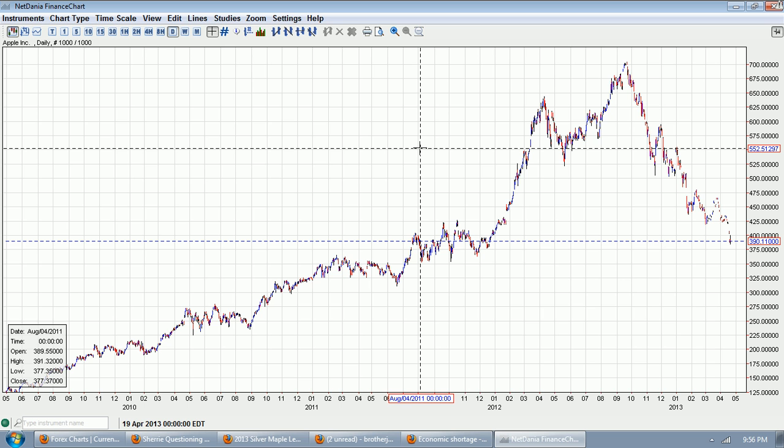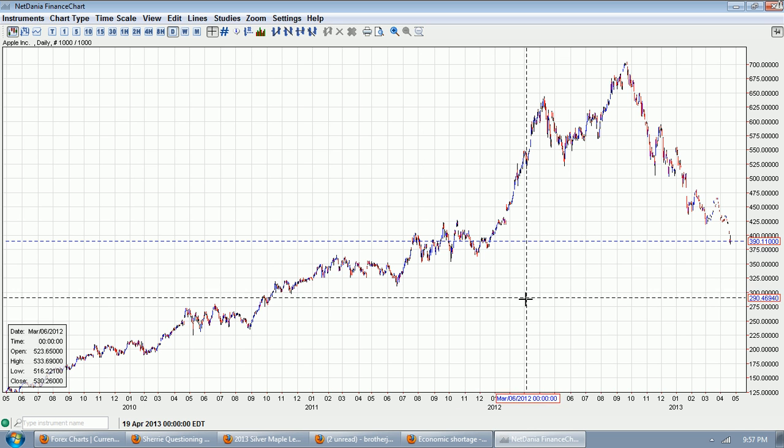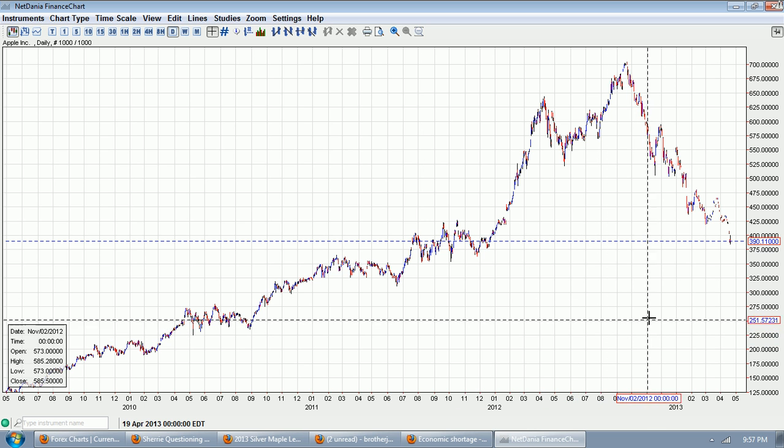This is the daily chart of Apple stock provided by netdania.com. You can click on the link below.